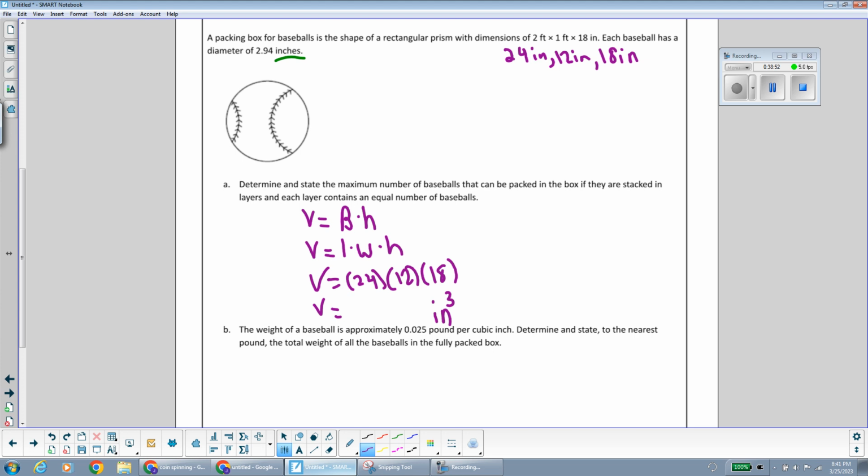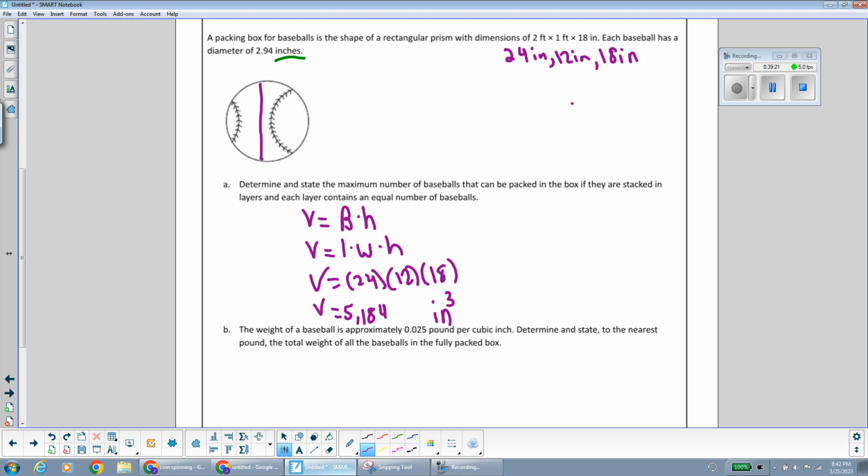So that's 24, 12, and 18. So I got 5,184. But we know that the diameter of the baseballs is 2.94 inches. So that's the whole way across.